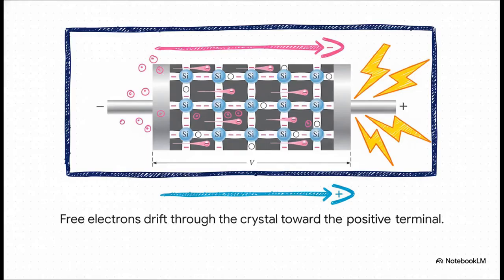And here you can see it happening. As soon as we apply that voltage, see the positive side is on the right, all those free-floating negative electrons stop their random dance and start drifting in a very organized way towards it. That collective movement, that drift, that is the electron current.